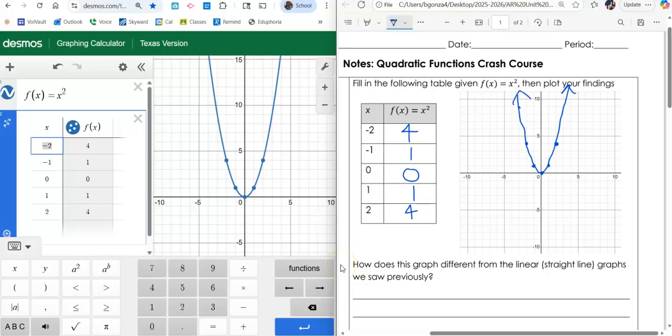How does this graph differ from the linear graphs we saw previously? How is this different than a straight line? It curves. It only goes up, has a minimum point. These are some things you could write.